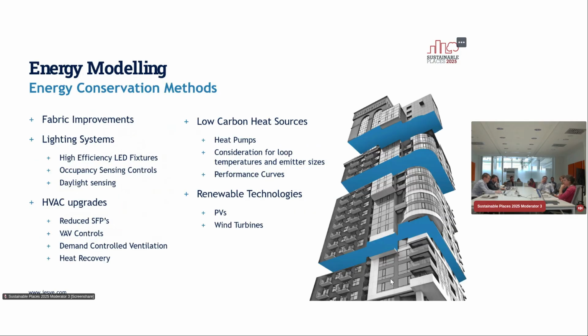In this case, we looked at a broad range of energy conservation measures, simulated on top of that calibrated model. That meant improving building envelopes, upgrading lighting systems and the sensors, improving the controls of the HVAC, but also reducing the power to fans, adding heat recovery, which is a big one, and looking at low carbon heat sources to minimize CO2 demands. We also looked at whether there were opportunities to introduce renewable technologies in the buildings.